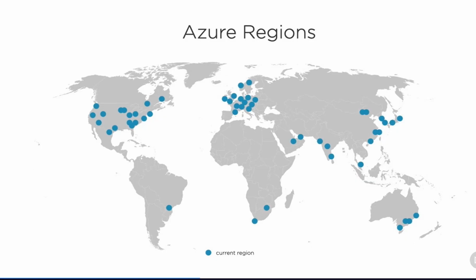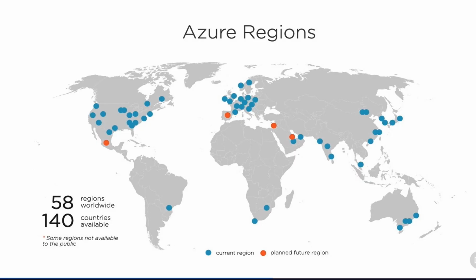Now, in addition to these regions, we also have several that have been announced. And depending on when you're watching this, these might have already launched by this point. But we see we have new regions here in Mexico and Spain and a few in the Middle East. This gives us overall 58 regions worldwide. And of those, that means you have access to Azure in really 140 different countries. An important thing to note here, not all of these regions are available to you. Some of these regions are not available to the public because they are for specific government uses.